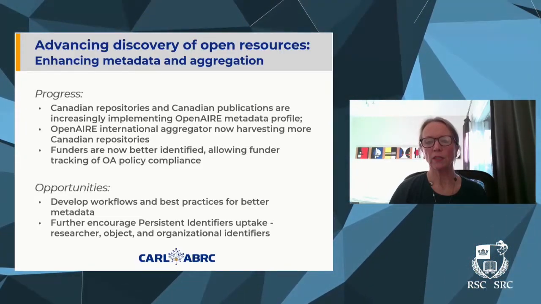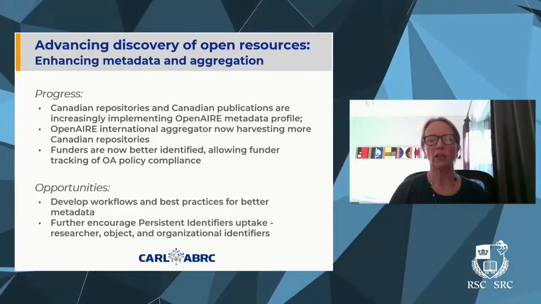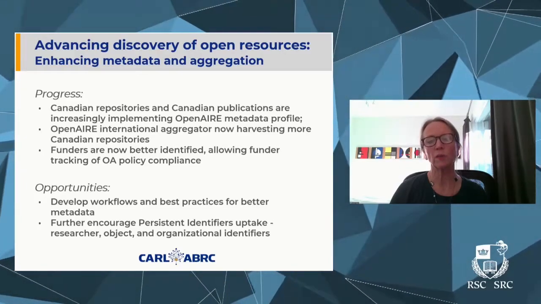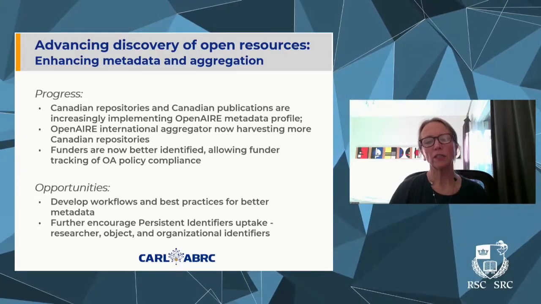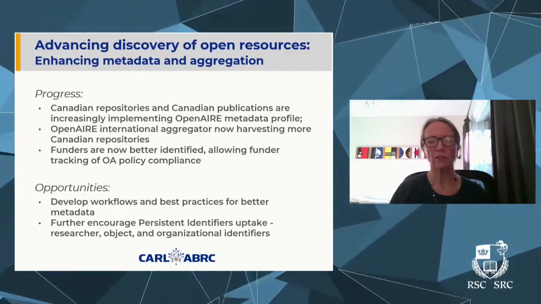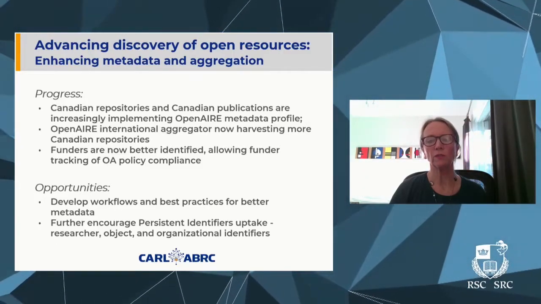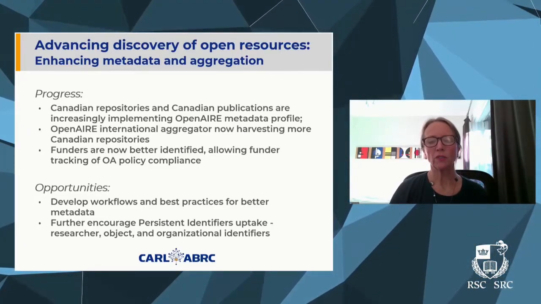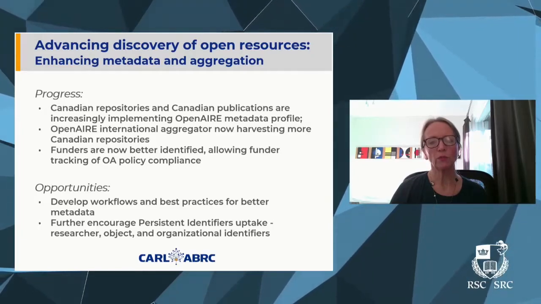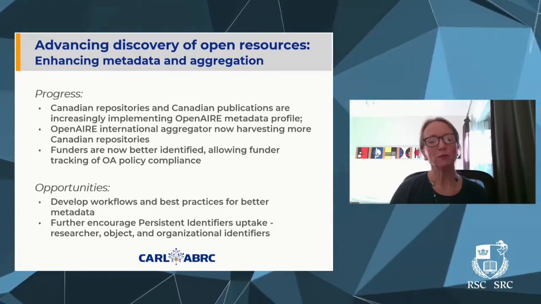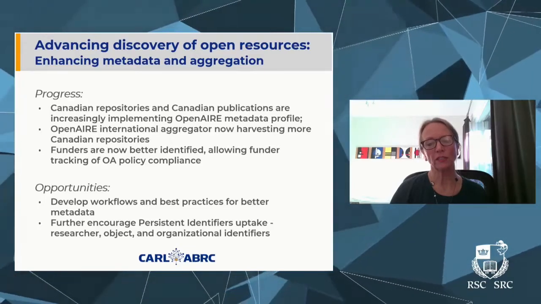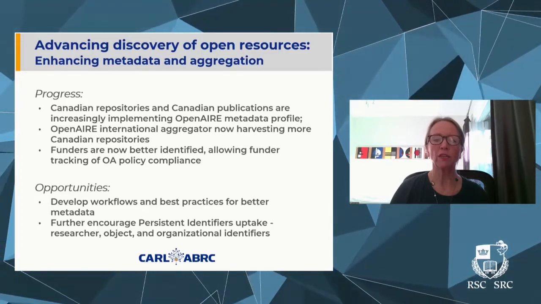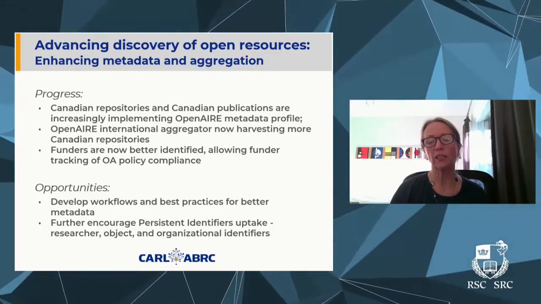OpenAIRE has now fully integrated CIHR, NSERC, and SSHRC into their aggregation, and users can limit results by each agency. Interestingly, NSERC has the 4th highest number of records of any funder in the OpenAIRE database at this point. We need to continue to adopt new workflows and practices in our repositories, and we need to continue to actively promote the use of persistent identifiers, whether for researchers, digital objects, or organizations. I could have noted ORCID, DataCite, and the fact that we now have a PIDs advisory group in Canada, supported by CRKN, as progress here too.